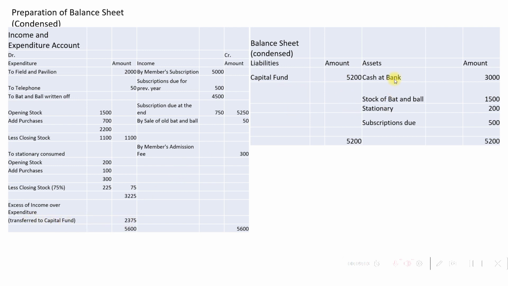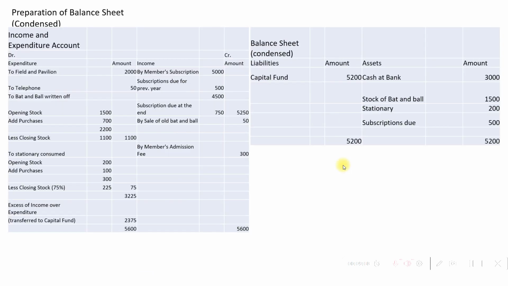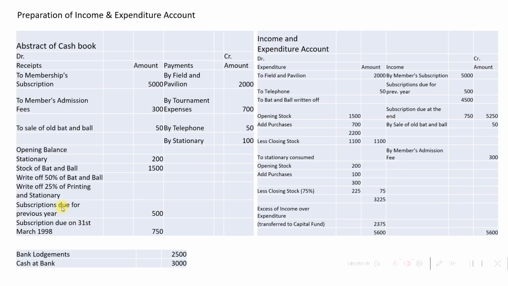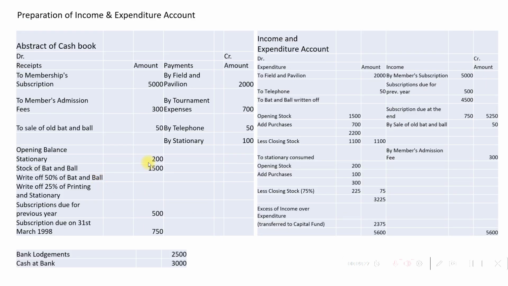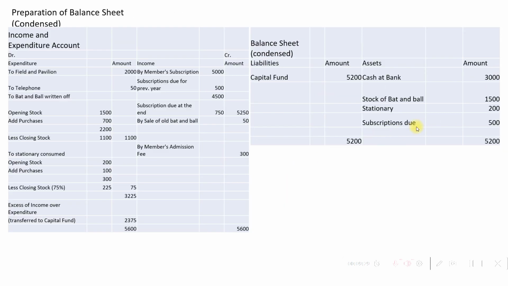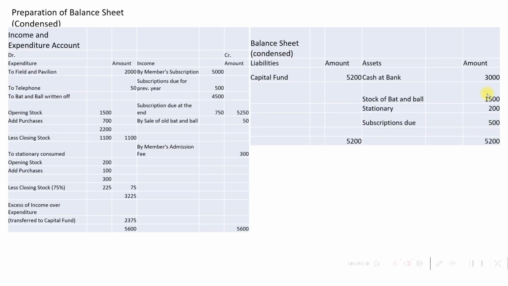Now the capital fund again is because of several reasons. One is cash at bank, which is 3,000. Stock of bat and ball, which is 1,500, which is the opening stock. Stationery, which is 200, which are the opening balances. And subscriptions due for the previous year, which is 500. So if you add all of that, it is 5,200.